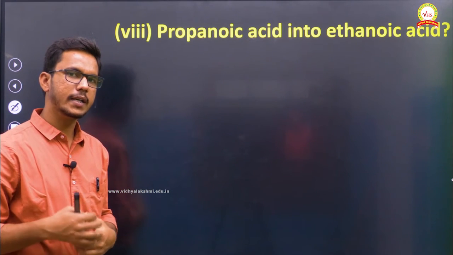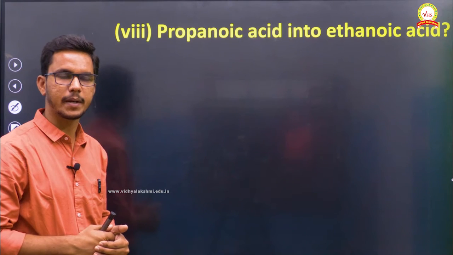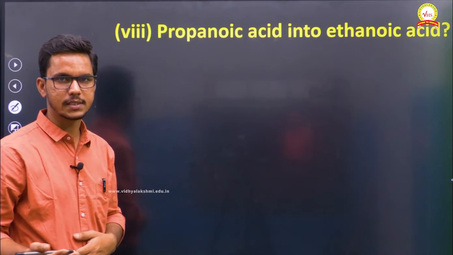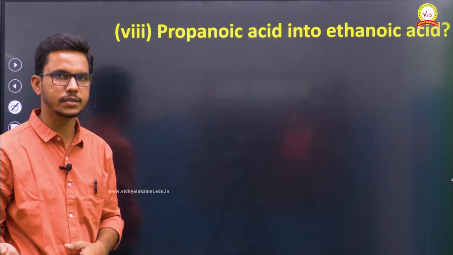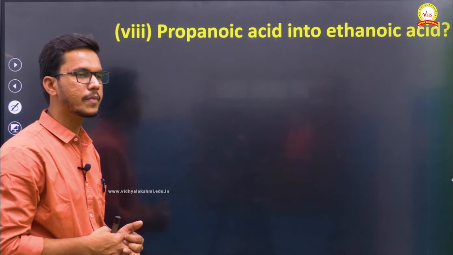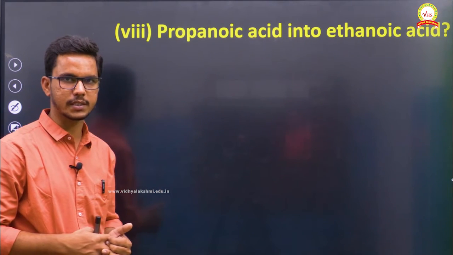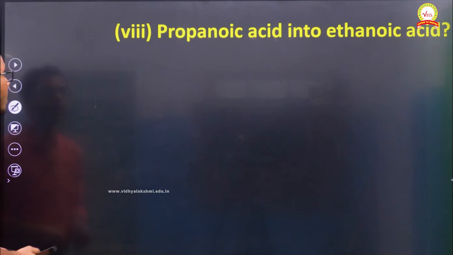I hope you could do it on your own, using the previous conversions which we have done. Here, propanoic acid is turning into ethanoic acid, which means a 3-carbon carboxylic acid is turning into a 2-carbon one. One carbon is decreasing, which means a degradation reaction. You can remember the Hoffman bromamide reaction which we have discussed. That is one of the steps involved in the conversion. Let us see how we can convert this.